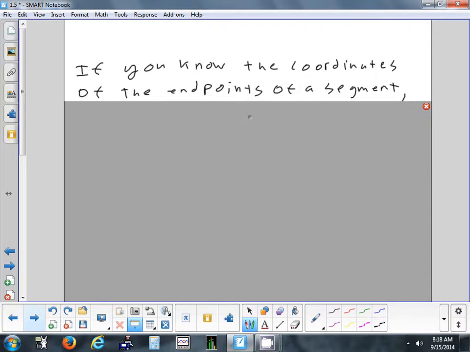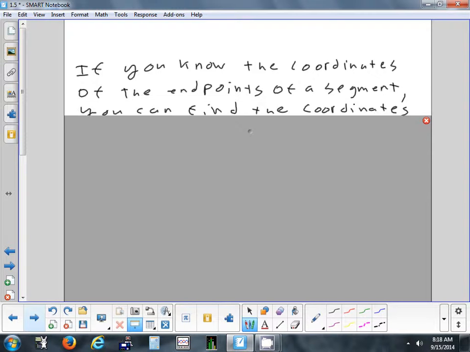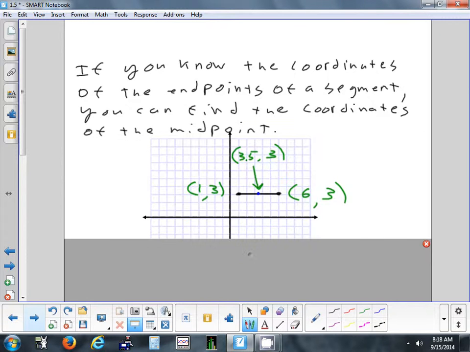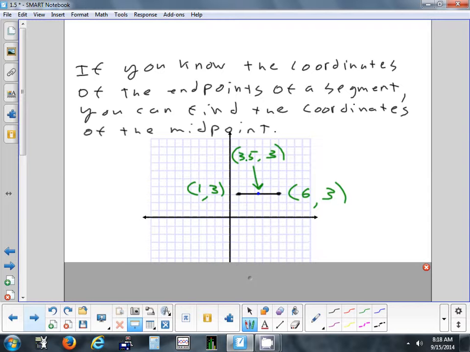If we look at doing the same kind of thing on a grid, we can start to use a little bit more algebra. We can use a formula. Now, this is not a construction. If we know the two endpoints of a segment, mathematically we can find the midpoint on a grid, because a grid already has markings for us, a coordinate system. So here's a segment where I've drawn (1, 3) as one of the endpoints. (6, 3) is the other endpoint. And the midpoint is (3.5, 3).